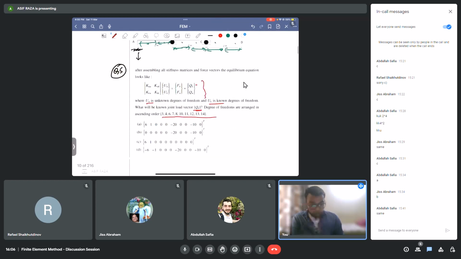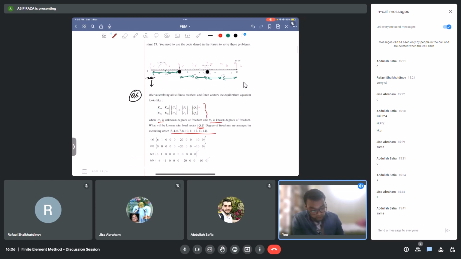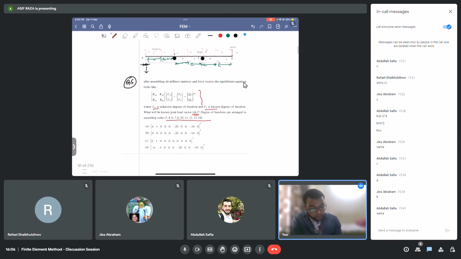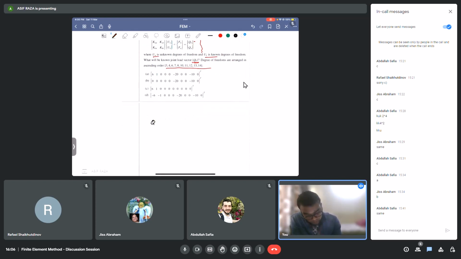So the question here is saying there are 6 elements and total degree of freedom is 14, and the question asks what will be my joint load vector qk. So we need to find qk here, right?